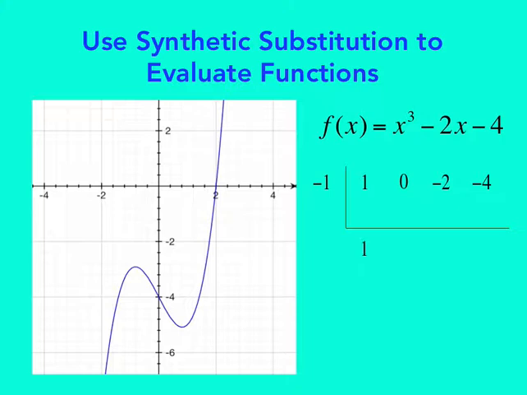Bringing down the 1, I then multiply by negative 1 to get negative 1, combining with 0, and then multiplying with negative 1 again, I get positive 1. Combining with negative 2, and then multiplying by negative 1 one more time, I get positive 1. Finally, negative 4 plus 1 is negative 3.